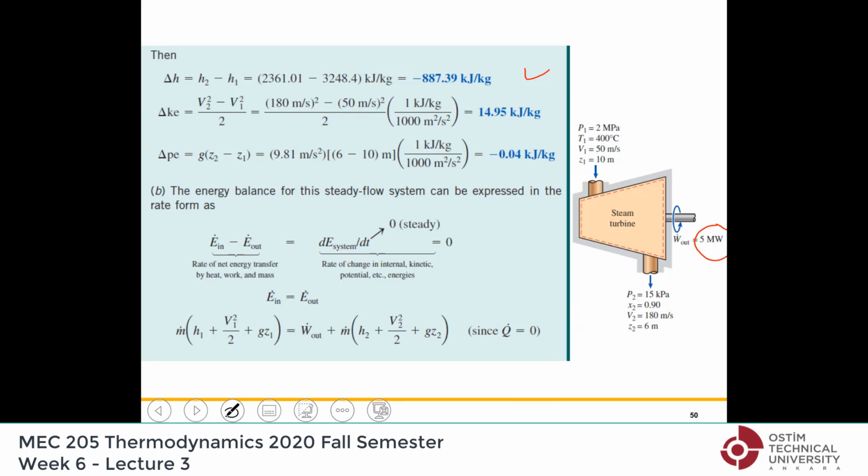And the change in kinetic energy is simply V2 squared minus V1 squared over 2. But don't forget the conversion here. It is 14.95, okay, which is kind of small compared to the enthalpy change. Potential energy, g delta z, okay, again, don't forget this conversion. It is 0.04. Now you can see that even though we have an elevation difference of 4 meters, it is nothing compared to the change in enthalpy. Therefore, this is almost always neglected. We never consider it in practice. Okay, so this is part A.